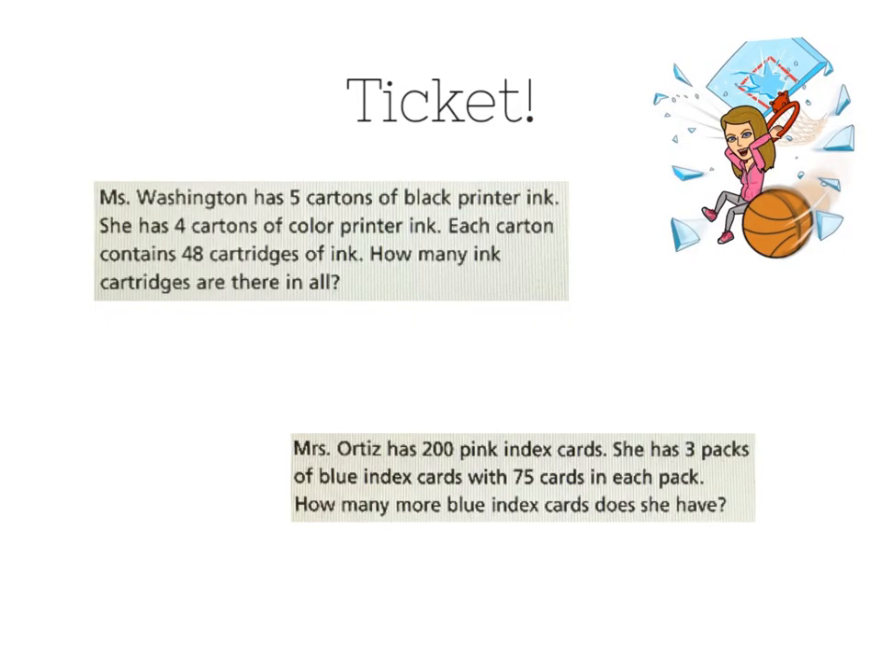Now, boys and girls, on your ticket for today, you can continue to listen if you'd like me to read aloud the problems to you, or you could try reading them on your own and then solving. Keep in mind that they are multi-step. So, number 1 says, Ms. Washington has 5 cartons of black printer ink. She has 4 cartons of color printer ink. Each carton contains 48 cartridges, which are like containers of ink. How many ink cartridges are there in all?